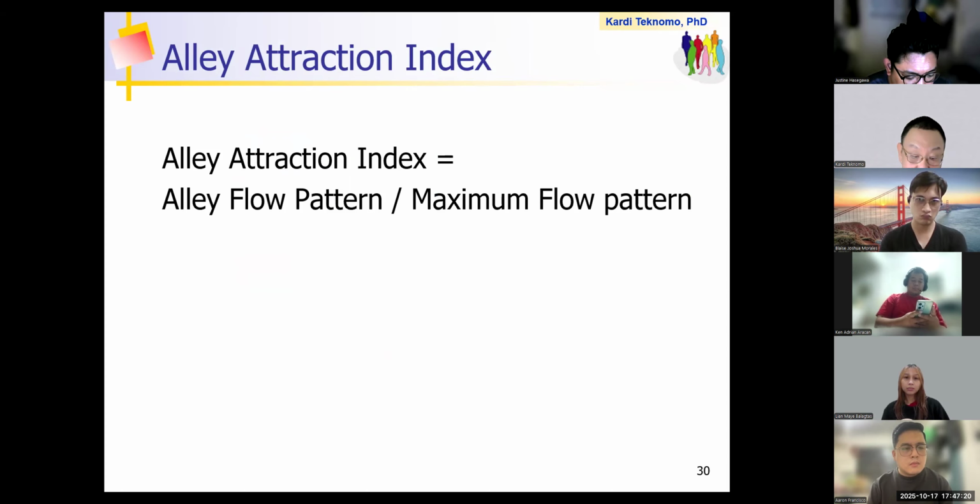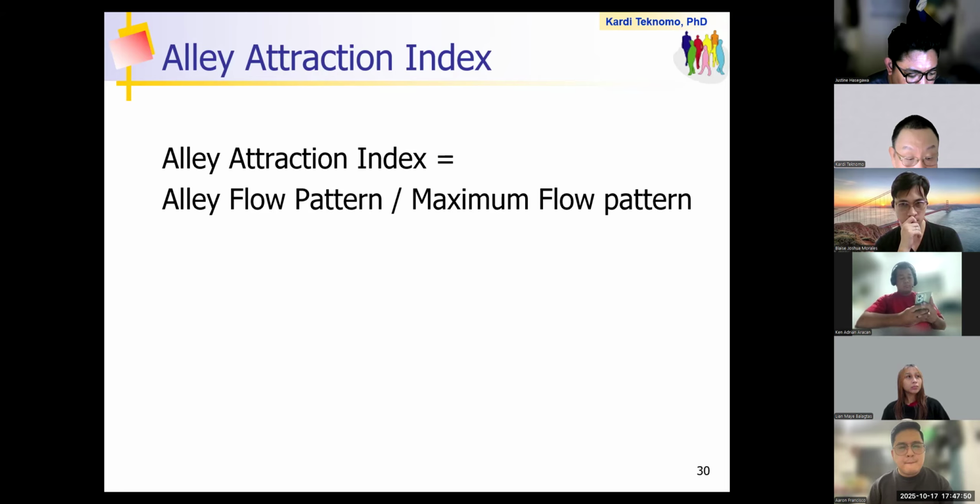So what is the point here? You localize the problem in the supermarket. Rather than getting the absolute value of the flow pattern, now you get localized information. The flow pattern is actually an absolute value, while the alley attractiveness index is the local information that you can use to compare within the same supermarket, of course.